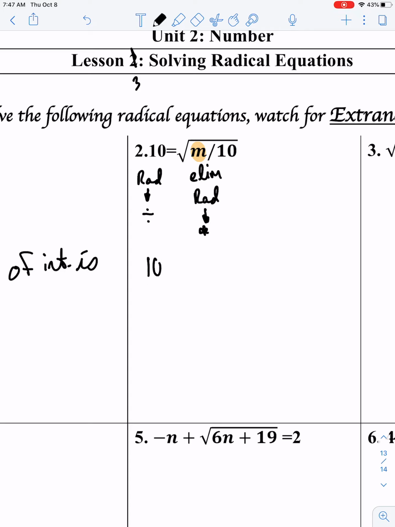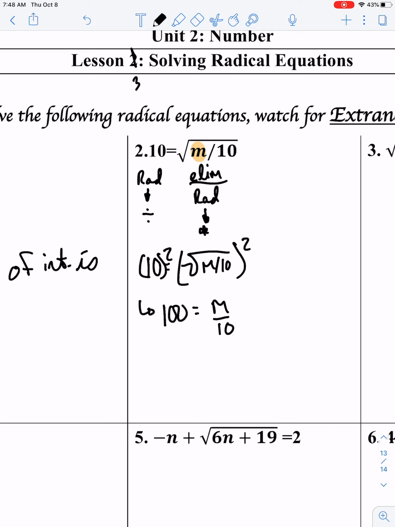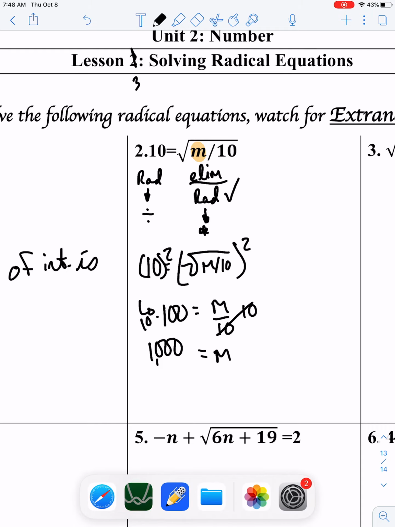So again, 10 equals square root of m over 10. The way I do get rid of radicals is I square both sides. After I square both sides, I get 100 is equal to m over 10. So I got done with my radical. Now I need to multiply both sides by the denominator. When I do, I get m is equal to 1,000.